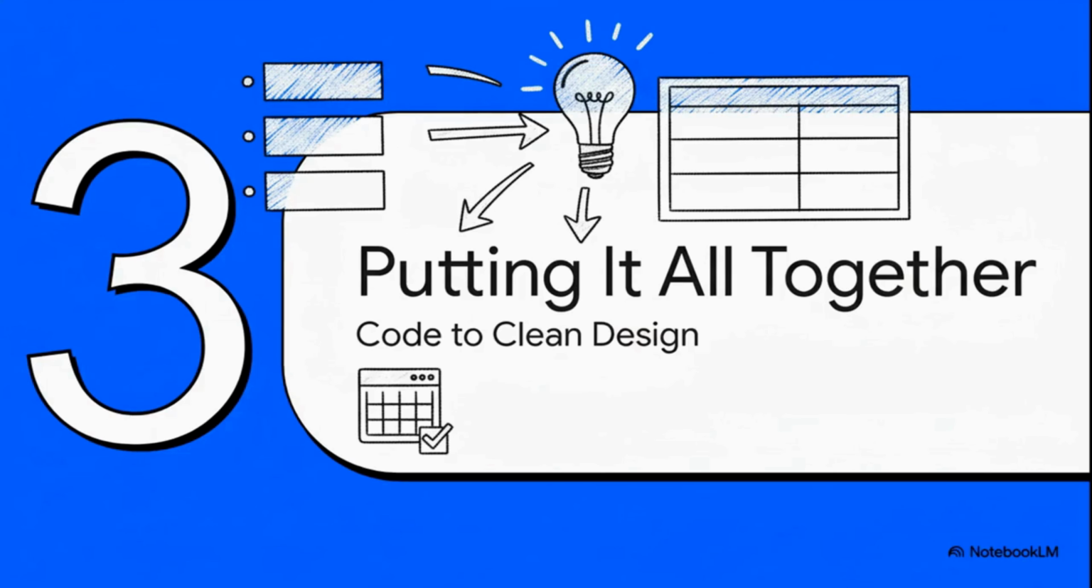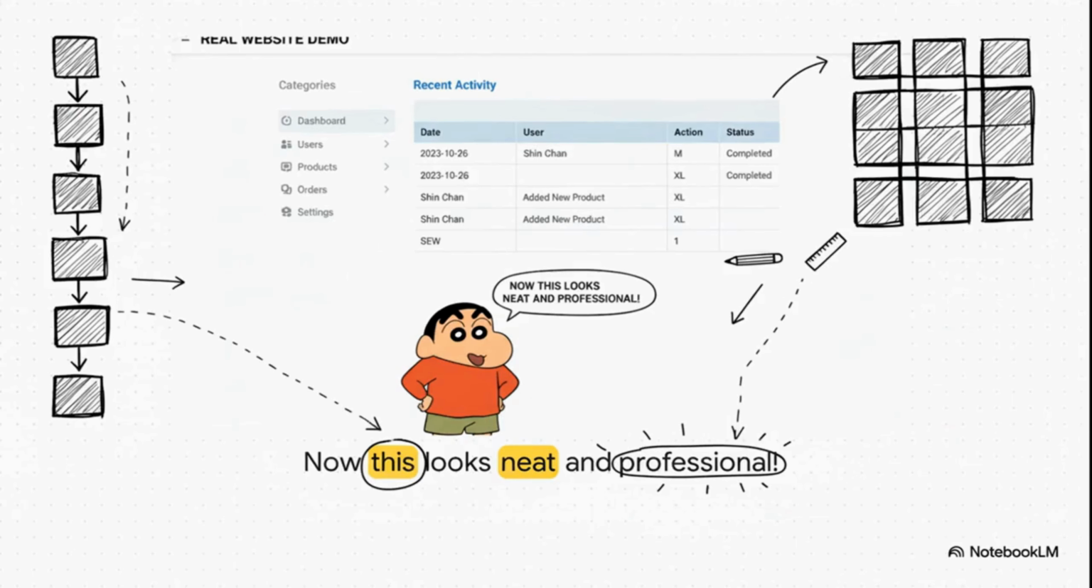Okay, this is where it all comes together. The payoff. We've talked about lists, and we've talked about tables. Now let's see what they can do when they team up to create a really clean, professional-looking design. And boom! Look at that! Is that a world of difference or what? Compare this to that messy page we saw at the beginning. On the left, we've got a slick little navigation menu made with a simple list, and on the right, a detailed log of activity, perfectly organized in a table. It's clean, it's professional, and it's so easy to understand.